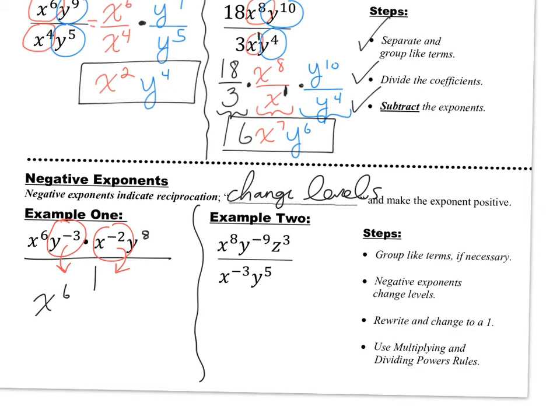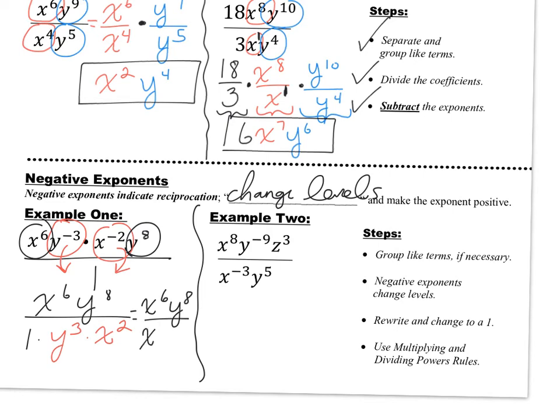What's left on the top? X to the 6th. That's left over, and y to the 8th is still up there. What's now on the bottom? 1 times y to the 3rd and x to the 2nd. So I'm almost done. Now I just have to use multiplying and dividing powers rules to simplify. So if I want to rewrite this, I can rewrite it as x to the 6th times y to the 8th. And I'm just going to make my life easier here and put x to the 2nd underneath the x to the 6th and y to the 3rd there. And we know that there is a coefficient of 1, but we do not have to write the 1.